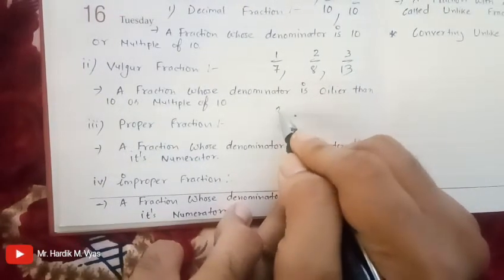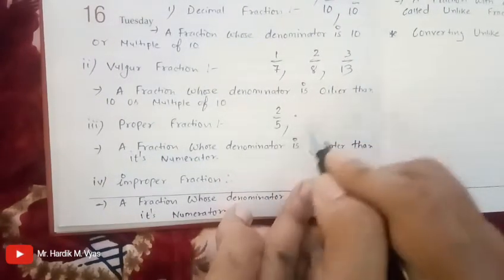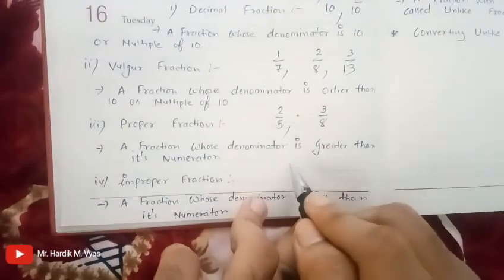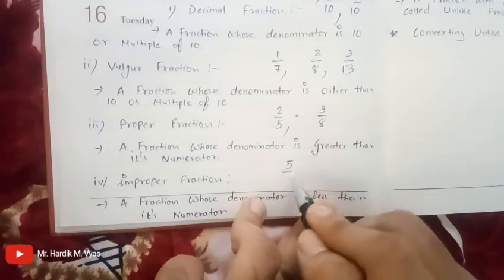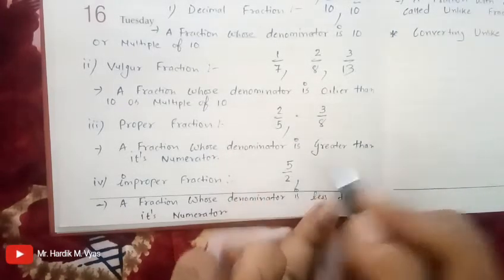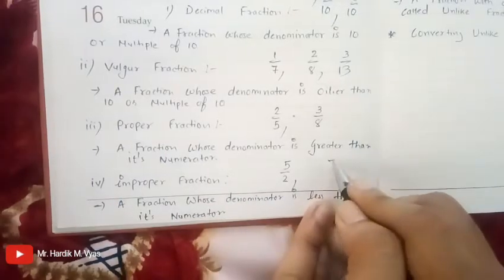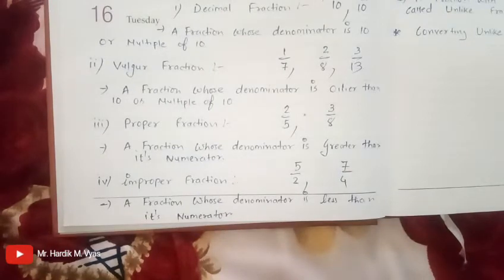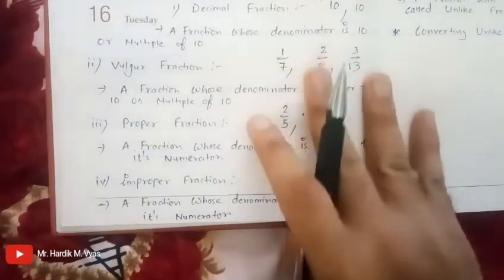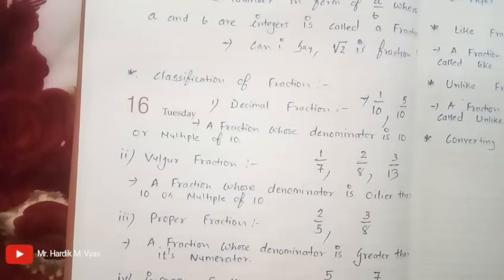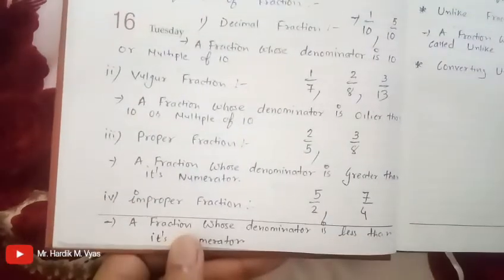Let's see examples. If I say 2 upon 5, which is a proper fraction, 3 upon 8, which is a proper fraction. But 5 upon 2 is called an improper fraction, because यहाँ पे denominator is less than its numerator, or you can say 7 by 4, ठीक है. You can take any numbers where the denominator is less than the numerator, then it becomes an improper fraction. Okay, fine. So here we have discussed the 4 types: decimal, vulgar, proper, and improper.